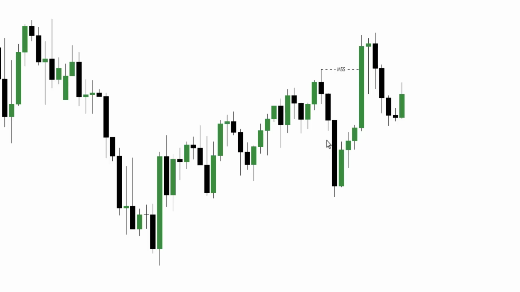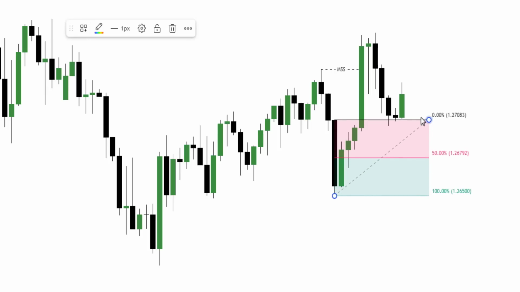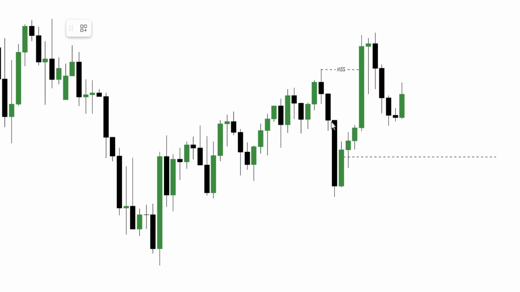You don't want to take everything as an important area. So you can measure the entire order block from here to here. And the most important part of this order block is the mean threshold from here above. That is the most important part of the order block from here and above. It is called mean threshold.